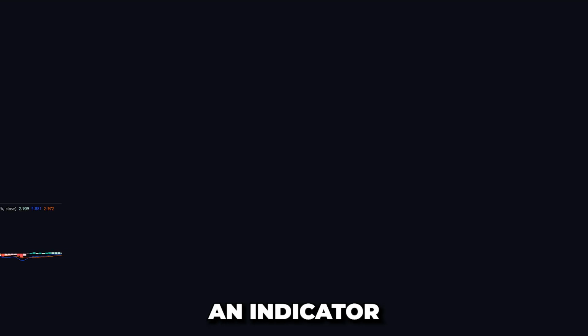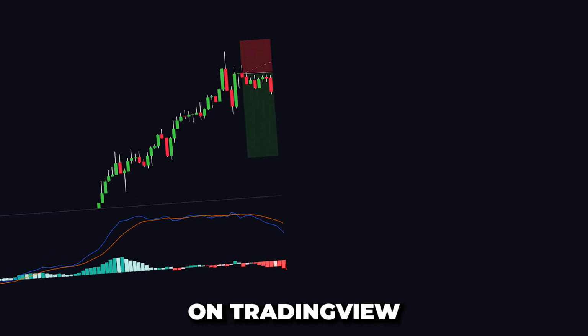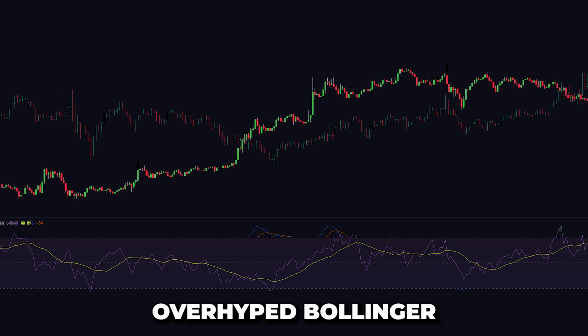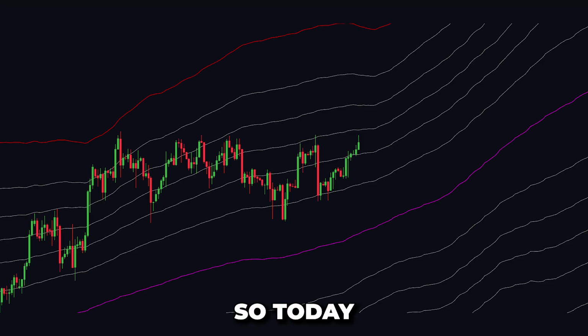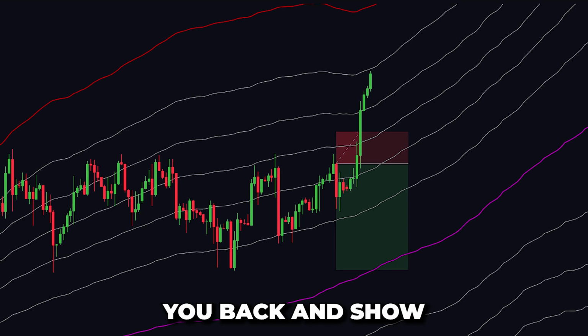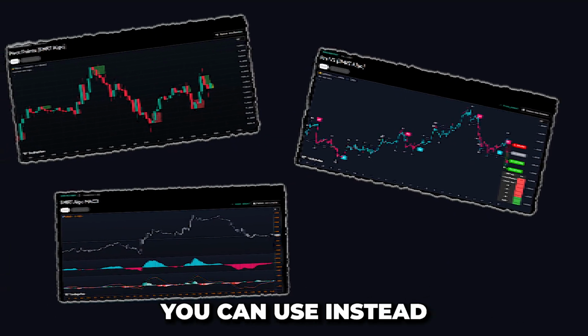Let's be real, just because an indicator has thousands of users on TradingView doesn't mean it actually works. RSI? Mid. MACD? Overhyped. Bollinger Bands? Don't even get me started. These tools were made decades ago, and while they were impressive then, markets have evolved. So today, we're going to break down why the most used indicators are actually holding you back, and show you smarter, modern tools you can use instead.